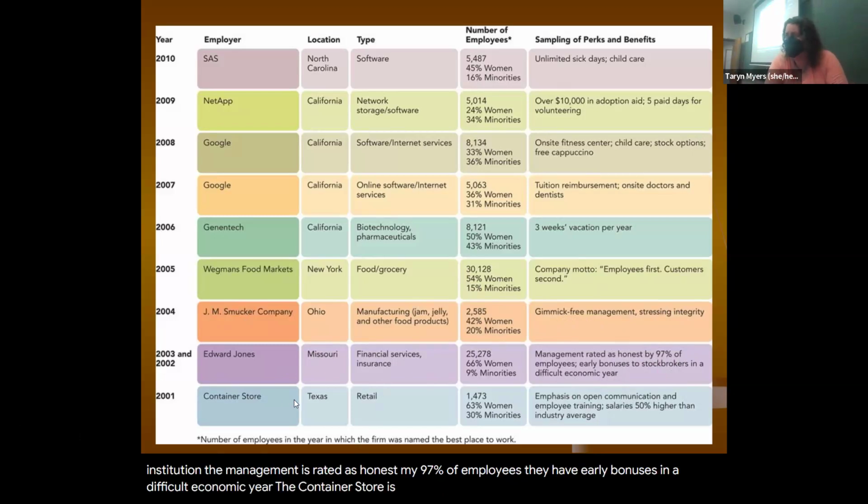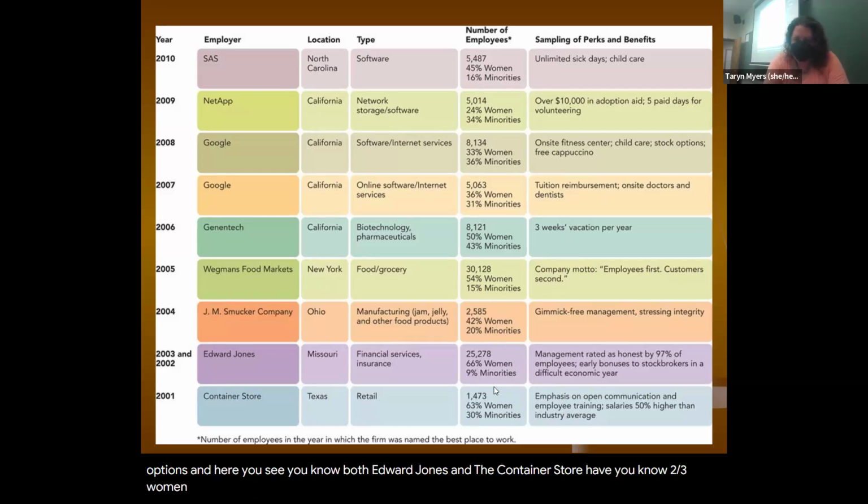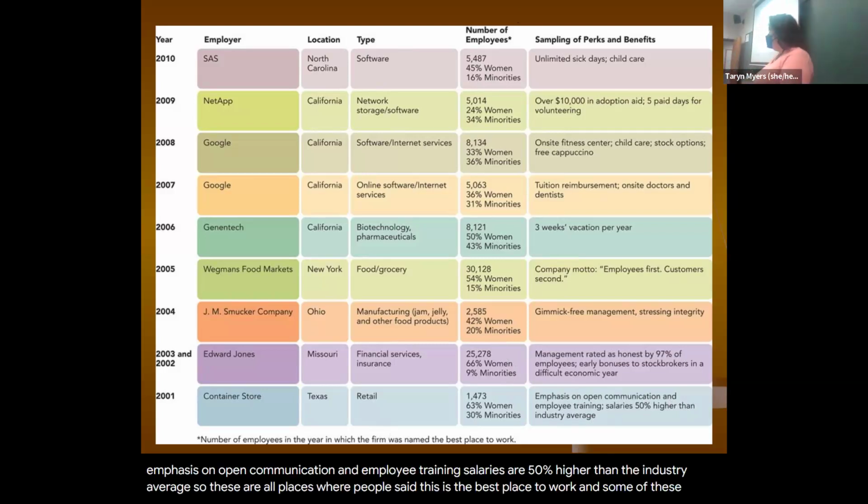The Container Store is a place with really expensive but nice looking storage options. And here you see, both Edward Jones and the Container Store have 2/3 women, and an emphasis on open communication and employee training. Salaries are 50% higher than the industry average. So these are all places where people said, this is the best place to work. And some of these are the reasons why.